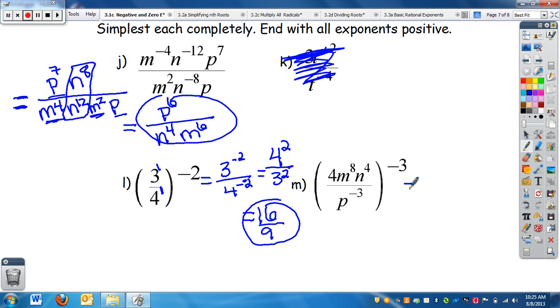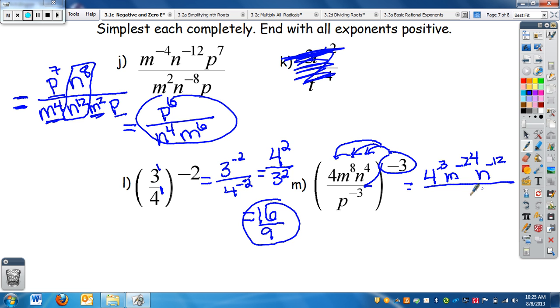And then the last example. So here I have a power on the outside. So I need to distribute. And again, you can write this all out if you need to. We distribute it to everyone. The 4 has exponent 1. That's 4 to the negative 3. M to the negative 24. We're multiplying our exponents. N to the negative 12. And P to the 9th.